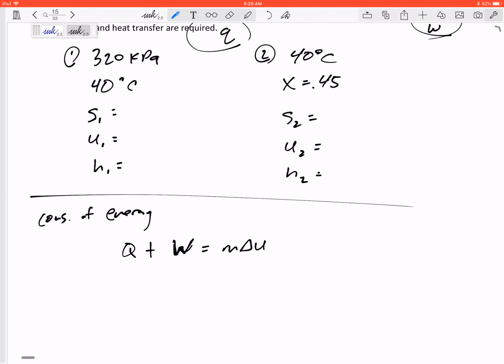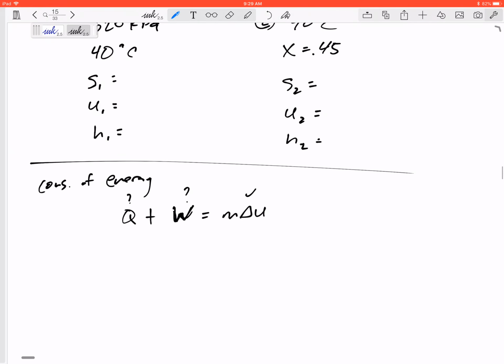Now, let's think about this. I don't know this, and I don't know this. I do know that one, and I think I could find my delta U. So I can't use that equation by itself.